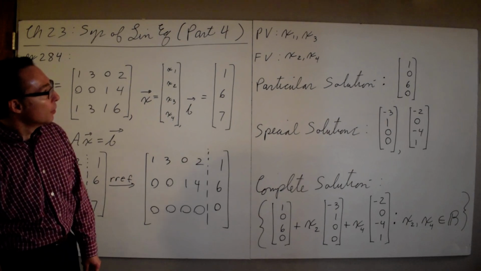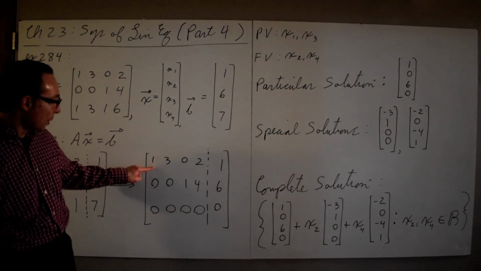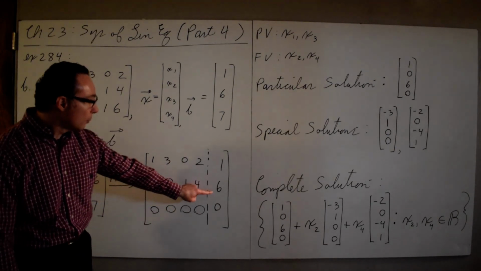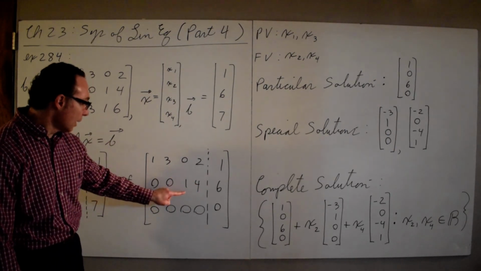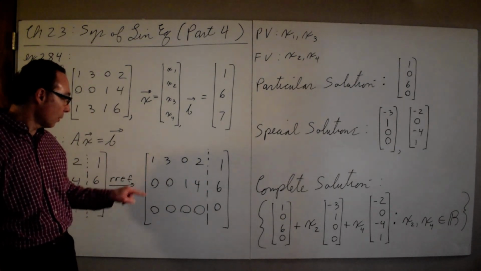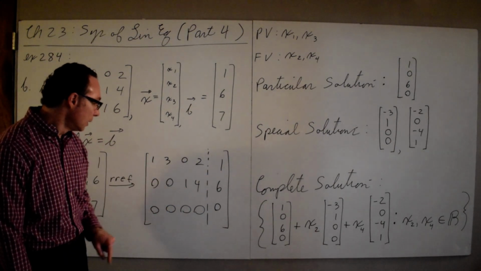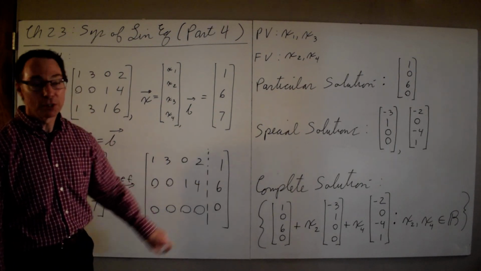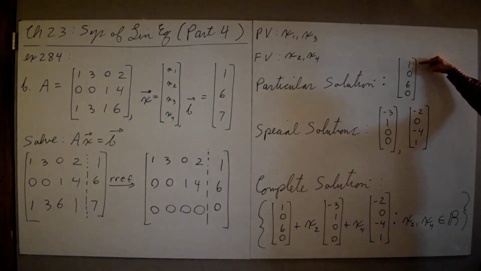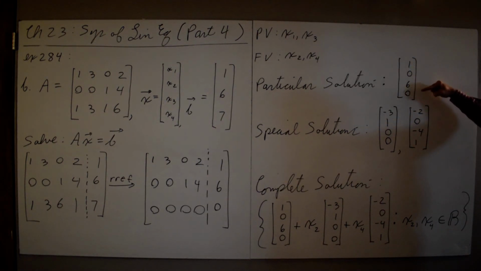Right here we see that x sub 1 will be 1, and we see that x sub 3 will be 6. I'm sorry, x sub 3 will be 6. x sub 2 and x sub 4 are 0. x sub 1 is 1. x sub 3 is equal to 6. So our particular solution is 1, 0, 6, 0.